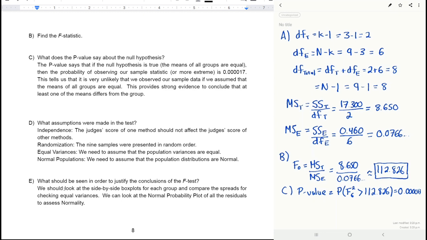Okay, recall that a residual is the difference between the observation and their respective mean. So if we plot the residuals all together in a normal probability plot, and if they lie on a straight line, then we can assume that the populations come from a normal distribution. All right.